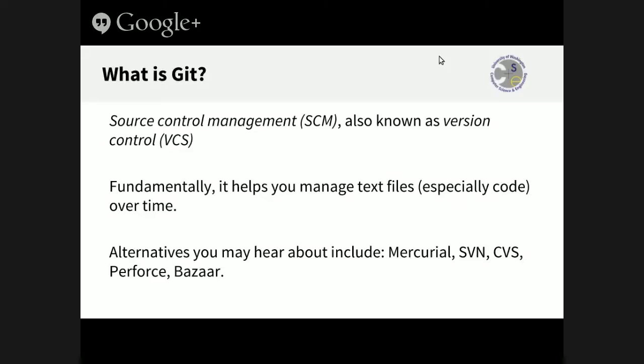It helps you manage mostly text files. You can actually put other stuff in Git. It helps you collaborate with other people and share your code and work together. Programs like Git are known as source control management systems or version control systems. You might also hear about other things like Mercurial, SVN, Subversion, CVS, Perforce, Bazaar. These are all other systems.